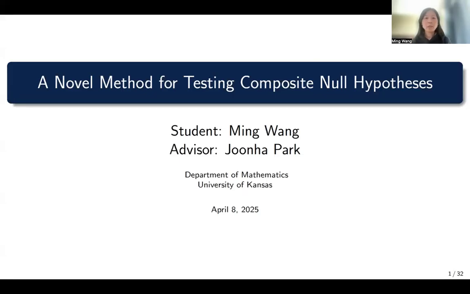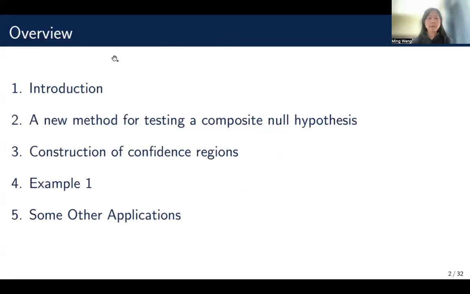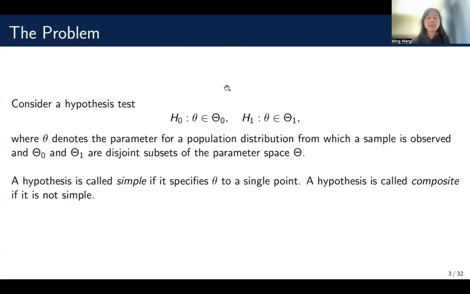Hello everyone, I'm going to talk about a novel method for testing composite null hypotheses. We consider a hypothesis test. The null hypothesis is theta in big Theta 0. The alternative hypothesis is theta in big Theta 1. Theta 0 and Theta 1 are disjoint subsets of the parameter space Theta, and little theta denotes the parameter for the population distribution from which the sample is observed.